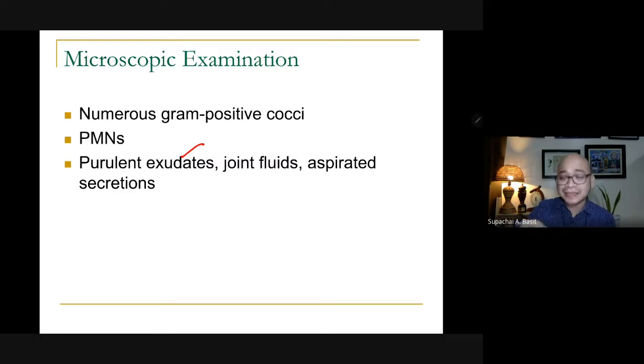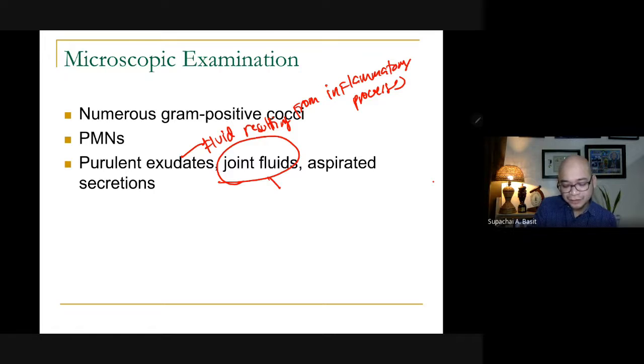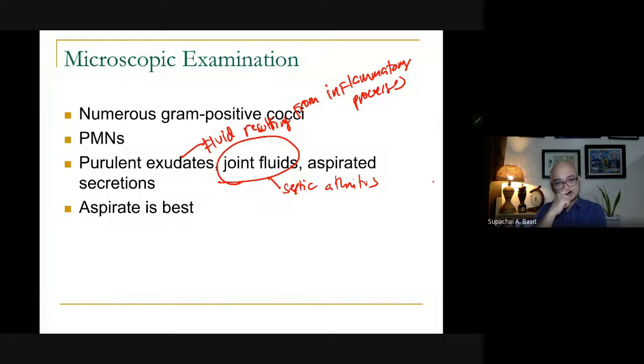When we say exudates, we are referring to fluid resulting from inflammatory processes. Joint fluids if you are suspecting septic arthritis, and even aspirated secretions. Aspirate is the best because we can actually maintain its sterility if done, of course, in sterile conditions. So there should be aseptic technique.